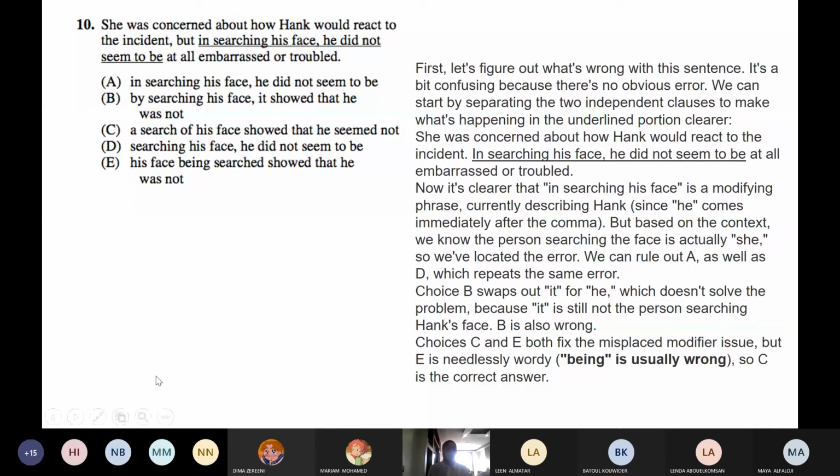Here, if I look at E, his face being searched showed that he was not. It is not correct. Needlessly wordy. Being is usually wrong. So C is the correct answer. She was concerned about how Hank would react to the incident. And then I take the second sentence, in searching his face, and transfer it: a search of his face showed that he seemed not at all embarrassed or troubled.